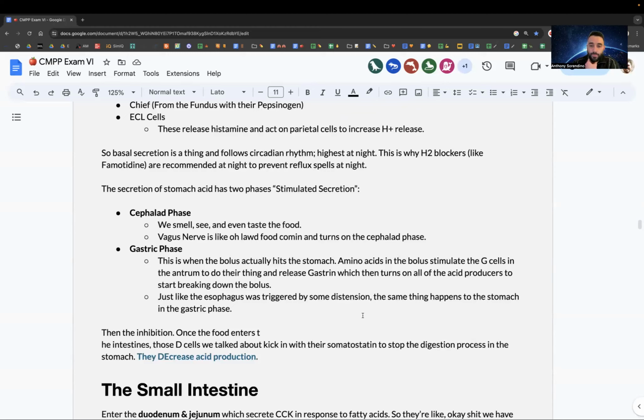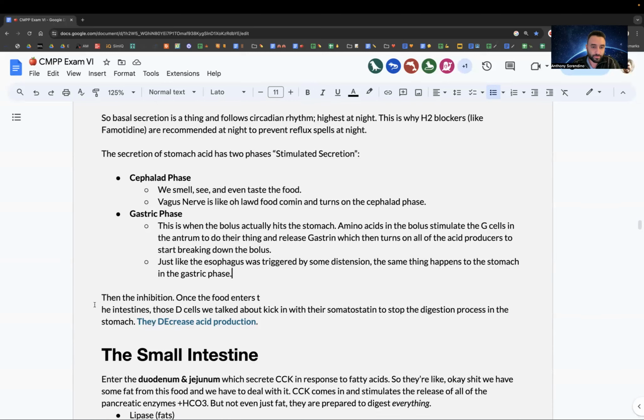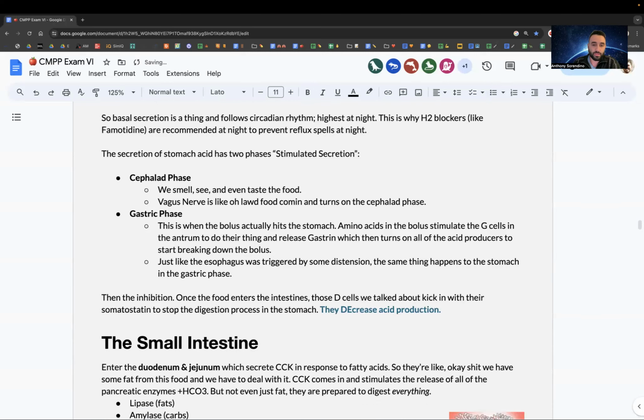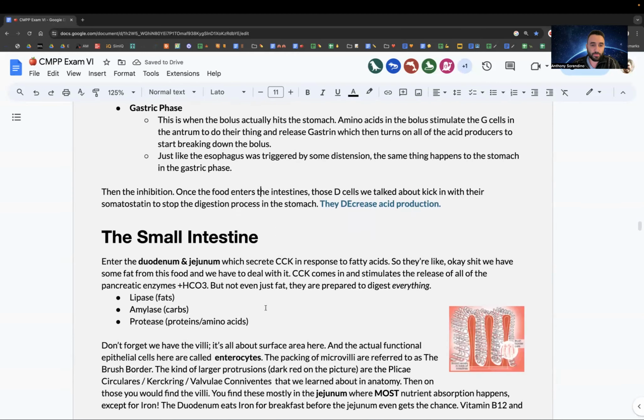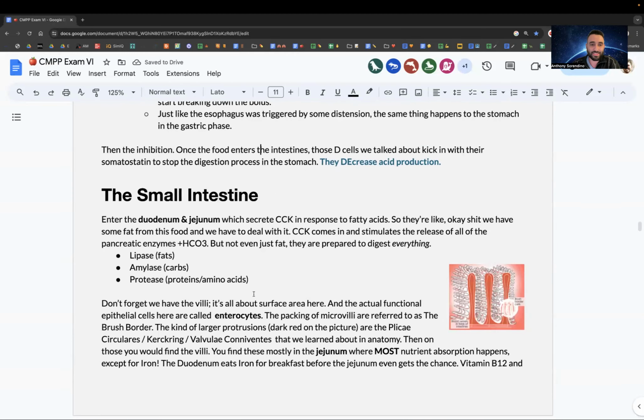There's also some triggering here with actual distension. Like when the esophagus was distended with a bolus, the stomach is going to feel the stretching because something is now in it. And again, it's going to kick into that gastric phase. Then, yeah, D cells and somatostatin, we talked about that. Let's go right into the small intestines.